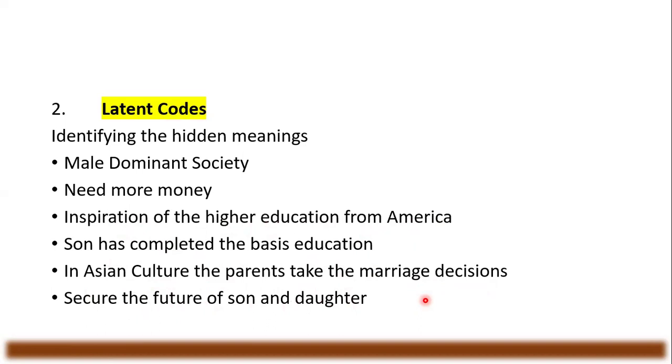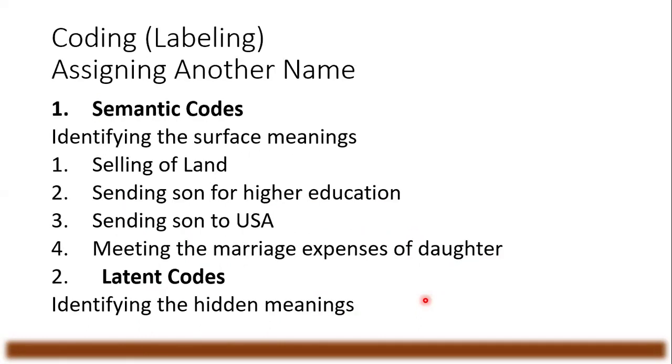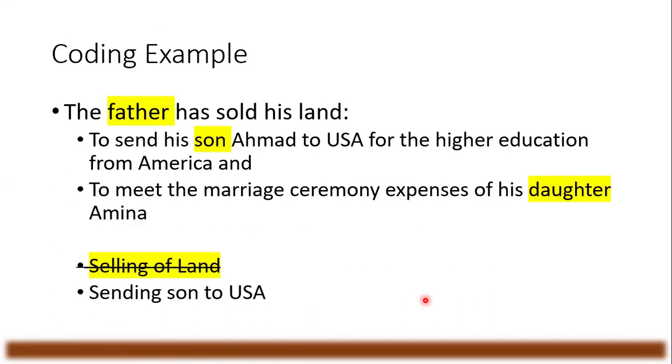So you can generate your latent codes on the basis of your hidden meanings. So there are two types of codes that you can generate. The first is on the basis of the surface meaning. The second is on the basis of hidden meanings. So you need to understand through the tone of your respondent what would be the hidden meaning and what would be the surface meaning of the responses he or she is providing.